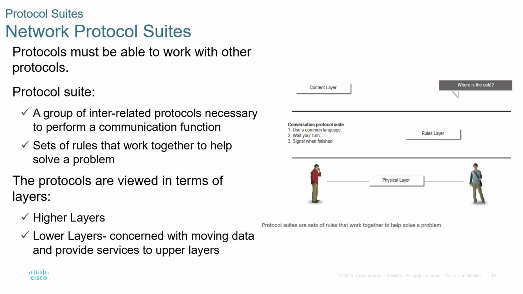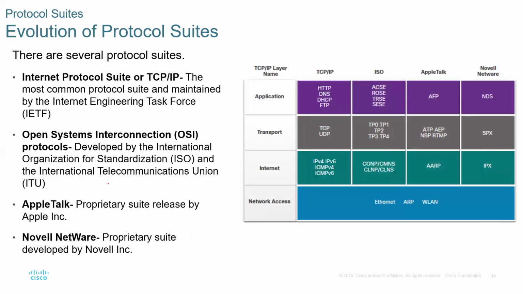Protocols must be able to work with other protocols. The protocols are viewed in terms of layers, higher layers and lower layers, concerned with moving data and providing services to the upper layers. Examples of protocol suites, like I was saying, are TCP/IP, the Internet Protocol Suite, and the Open Systems Interconnection, OSI. Those two are the ones we will be focusing on for CCNA.